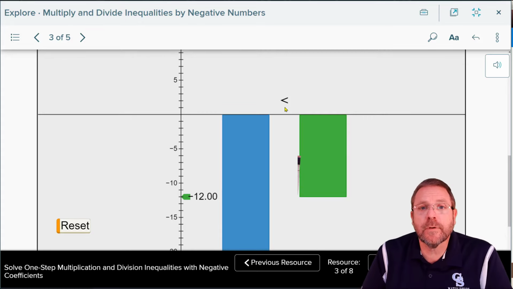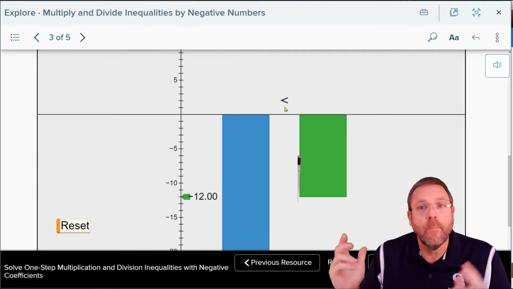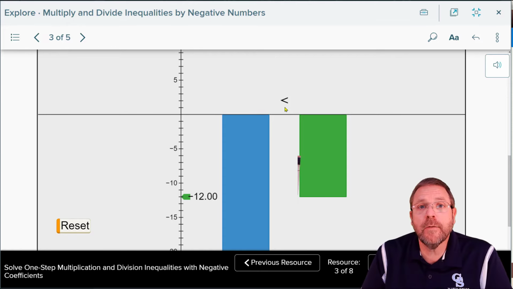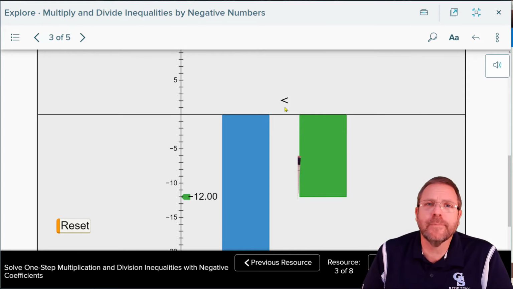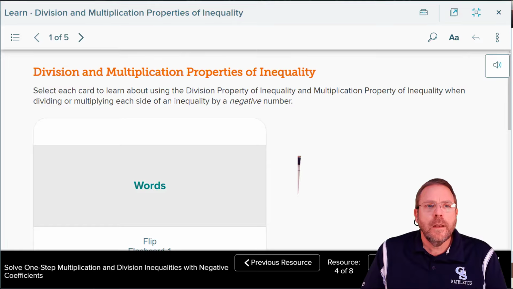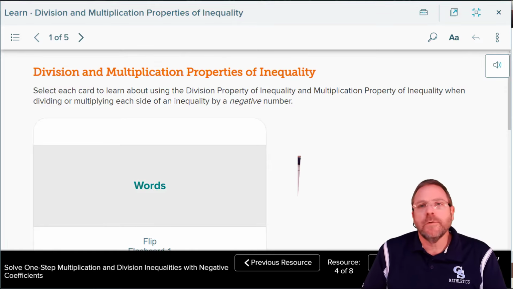Nothing else is different. That's the one difference. Multiply or divide both sides by a negative, boop, you flip the inequality sign. That's all there is to it. Now we're going to continue our study into the division and multiplication properties of inequality.